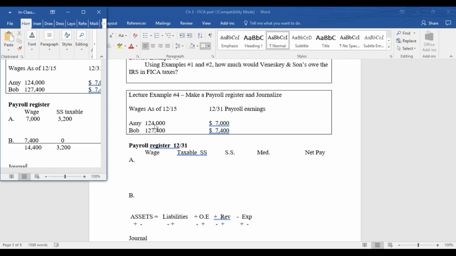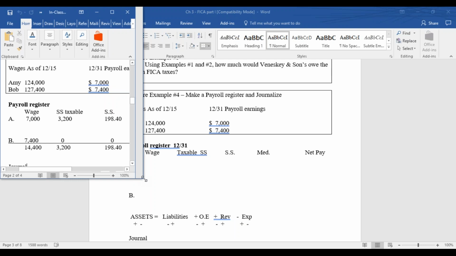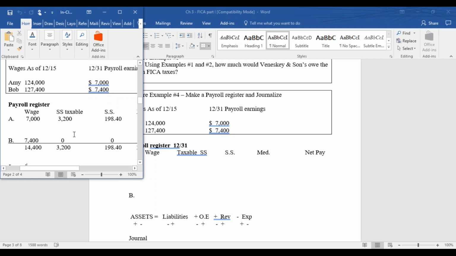If our cap is 127.2, we take 127.2, subtract where she was before this pay. That leaves $3,200 left that's actually taxable. This amount is what we're going to use to determine our next item over, which is the Social Security amount. So for Amy, we're going to take $3,200 and multiply that by the 6.2%. Whereas Bob, we don't have to do anything. He's already over the cap, so it's just 0 for Social Security.